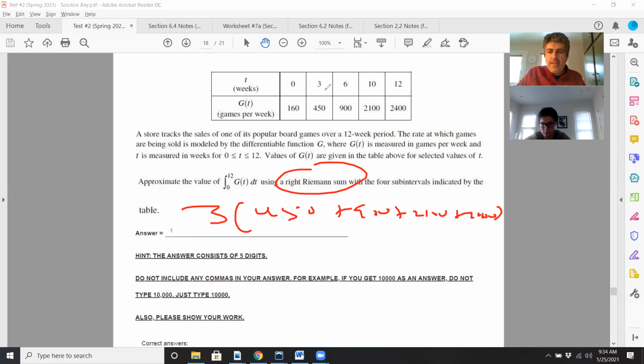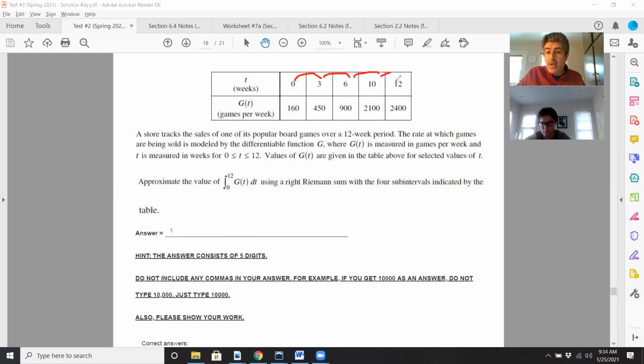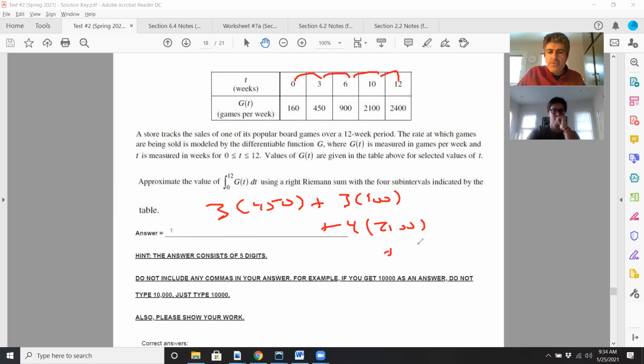Here's the problem. The width of each of these intervals is not 3. That's 4, and that's 2. What you had to do is actually compute each of these widths separately: 3 times 450 plus 3 times 900 plus 4 times 2100 plus 2 times 2400.